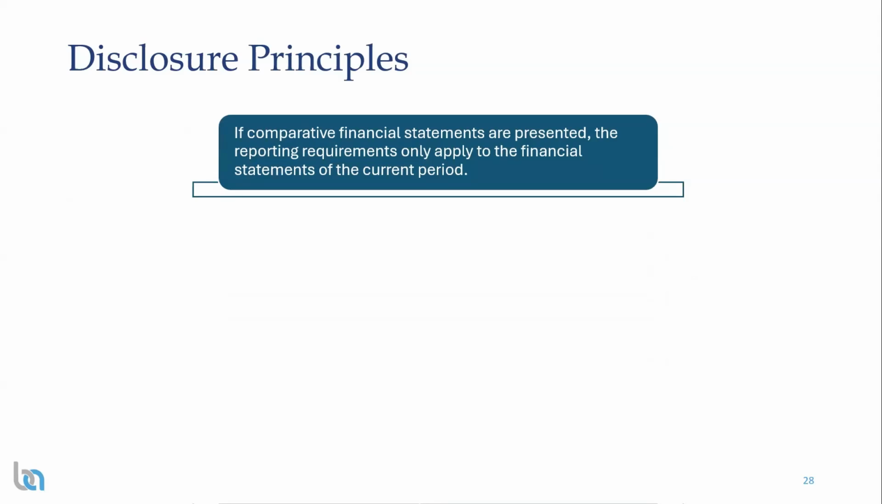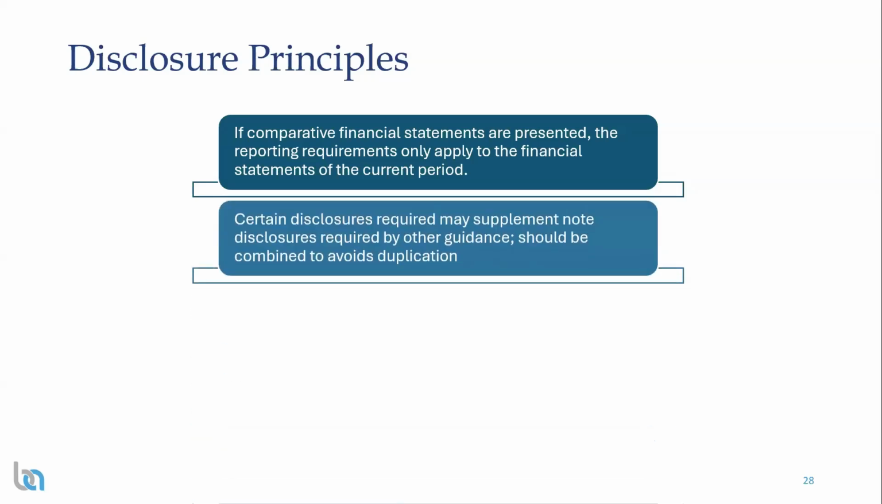So the disclosure principles that you should keep in mind: if comparative financial statements are presented, the reporting requirements only apply to the financial statements of the current period, which makes sense. I think it would be irrelevant talking about concentration of the prior period. It's either existing in the current period, or if it's not existing, then it's not a concentration anymore.